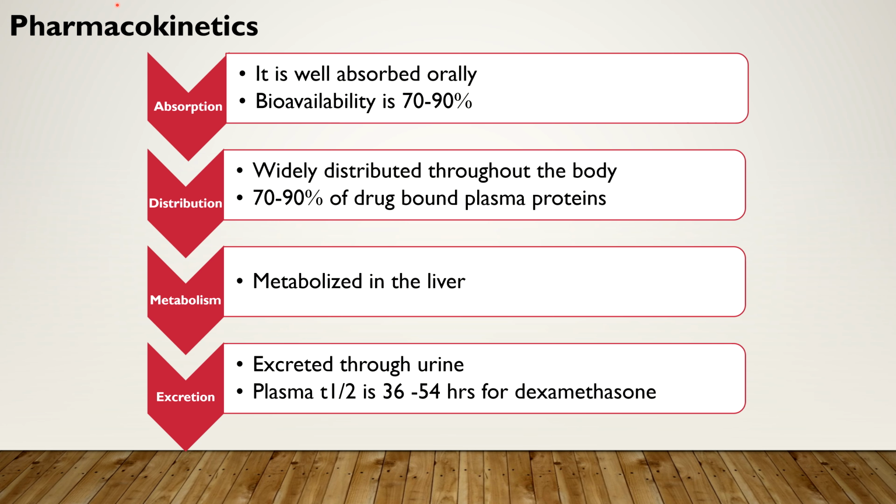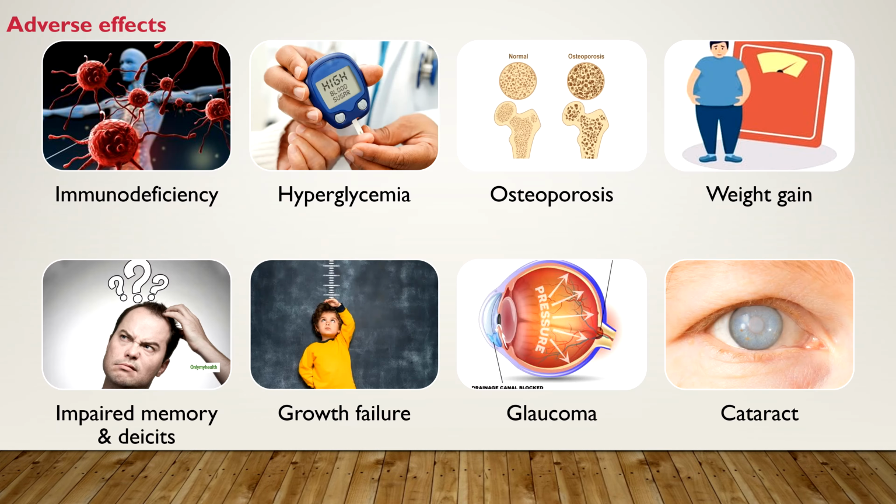If we come to pharmacokinetics, we'll study the absorption, distribution, metabolism and excretion. These glucocorticoids are well absorbed orally. 70 to 90% of the drug is available as bioavailability, widely distributed throughout the body, and 70 to 90% of the drug is bound to plasma proteins. Due to this, we can see a longer duration of action. It is metabolized in the liver and excreted through urine. Plasma half-life is 36 to 54 hours for dexamethasone.